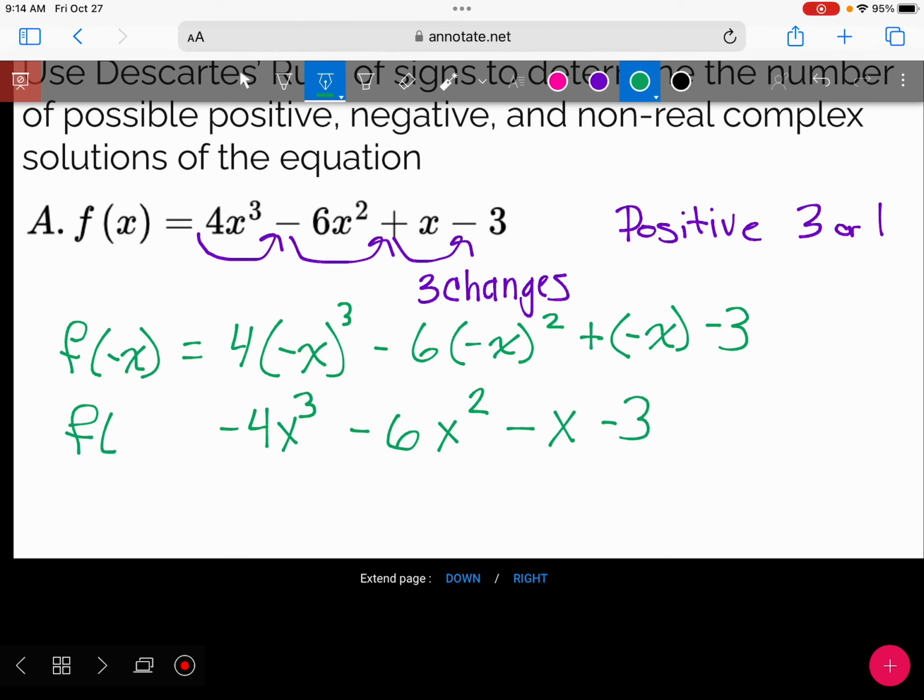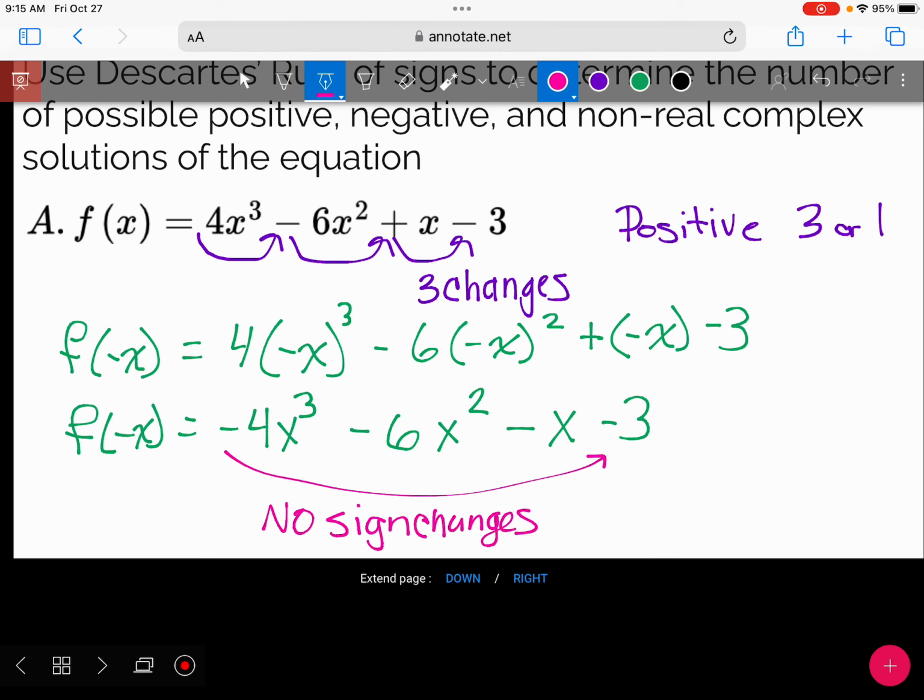So this is f of the opposite of x. How many sign changes do we have here? None. There's no changes. And those words are smashed together, but there's no sign changes. So how many negative roots do we have? 0. None. If there's no sign changes, there's no negative roots.